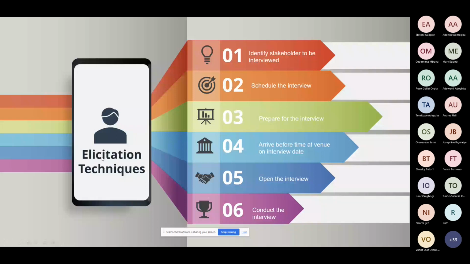So some of the process of carrying out an interview, not limited to this, but some of them. The first thing is to identify the stakeholders to be interviewed. Who are your stakeholders to be interviewed? Who are the people that you want to interview? Know them, know the people that you plan on interviewing, and then go ahead and schedule the interview. Put a time in their calendar.